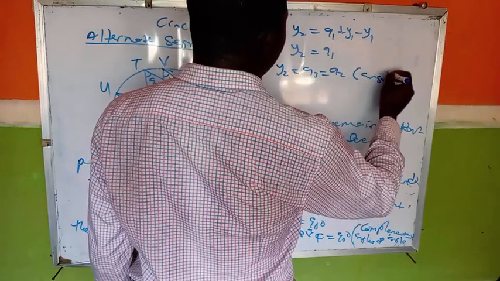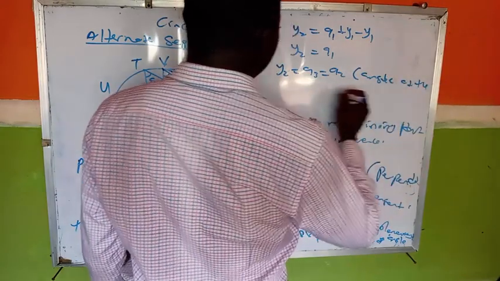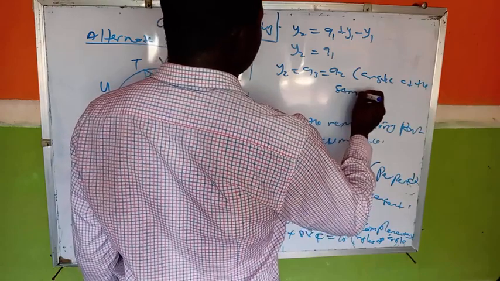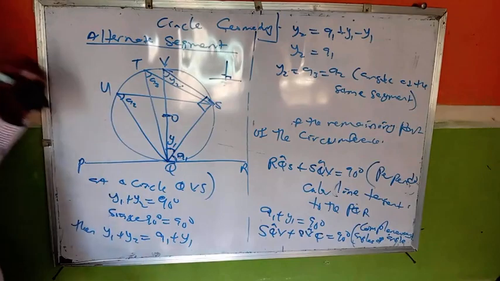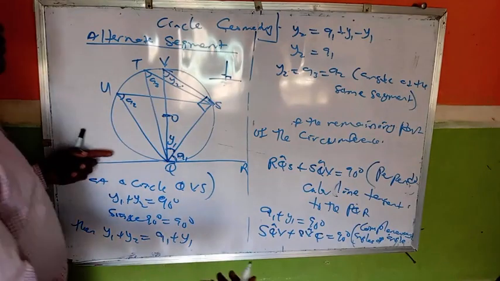So they are angles in the same segment. Angles in the same segment, we proved before, are equal. So we have proved it.